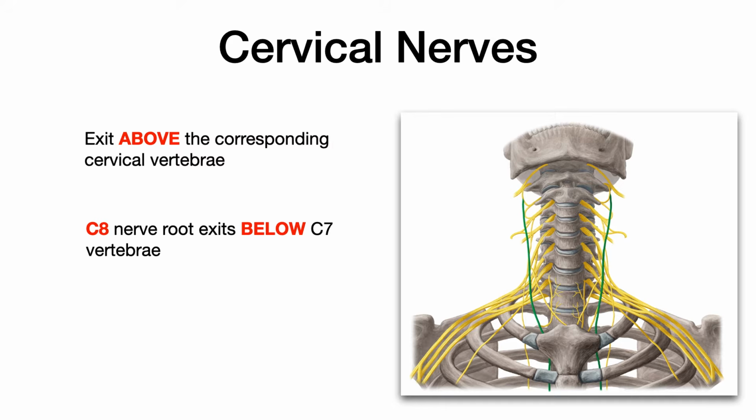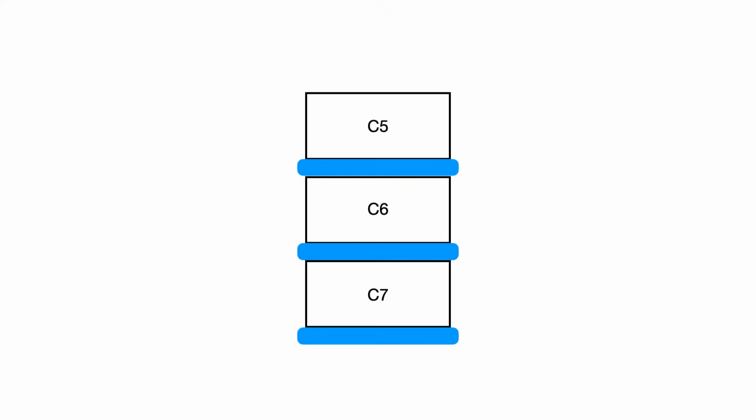And therefore, if you were going to follow the rule completely, including C8, there'd be no C8 nerve root to exit above a corresponding C8 vertebral body. So therefore, the exception to the rule is that C8, since it has to exit somewhere, it must exit below the C7 vertebral body. And if you're having difficulty conceptualizing this, let's just illustrate it on the slide.